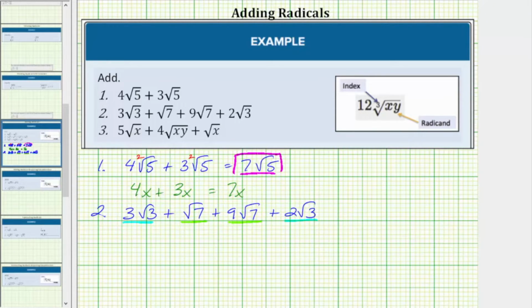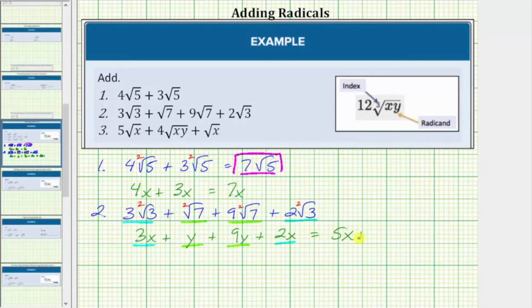Or again, more formally, the first and fourth radicals are like radicals because both have an index of 2 and a radicand of 3. The second and third radicals are like radicals because both have an index of 2 and a radicand of 7. We determine this sum just like we would determine the sum of, let's say, 3x plus y plus 9y plus 2x. Notice for this variable expression, the first and fourth terms are like terms, and so are the second and third terms. Combining the like terms, 3x plus 2x is equal to 5x.